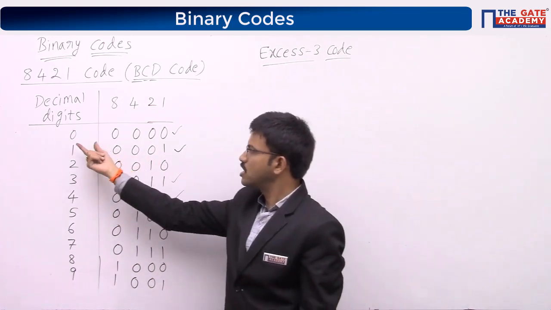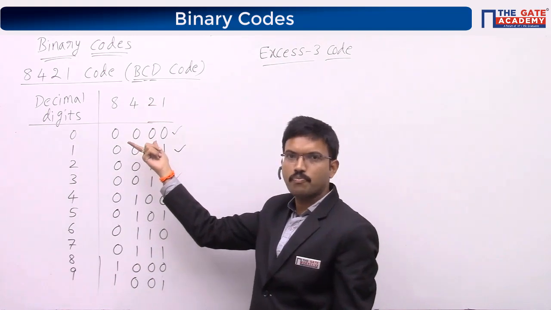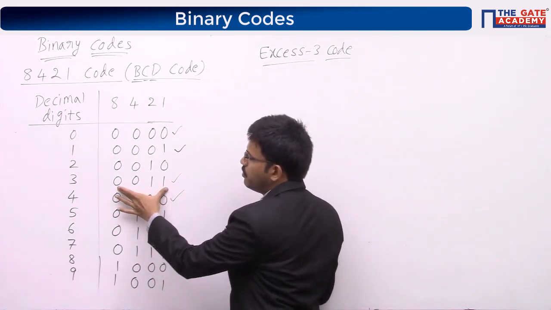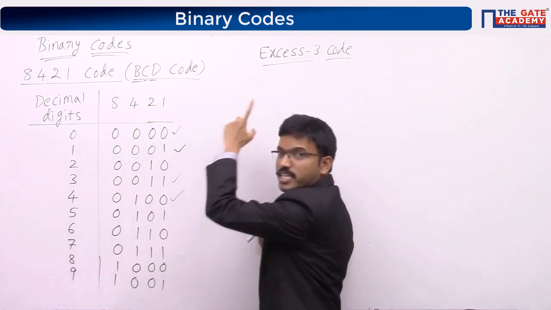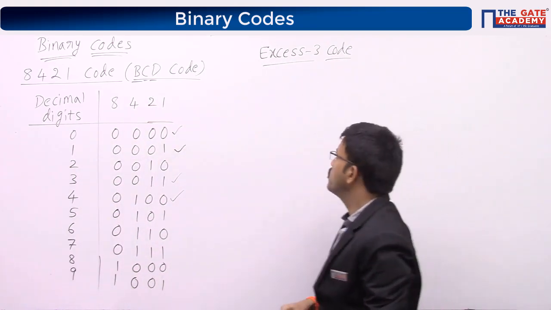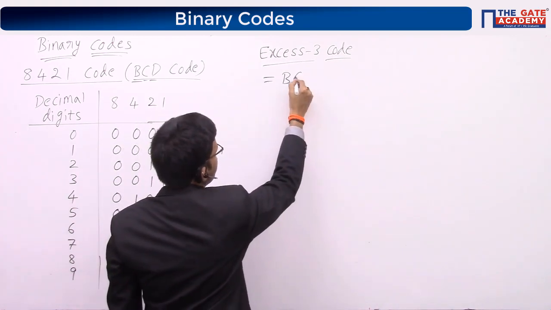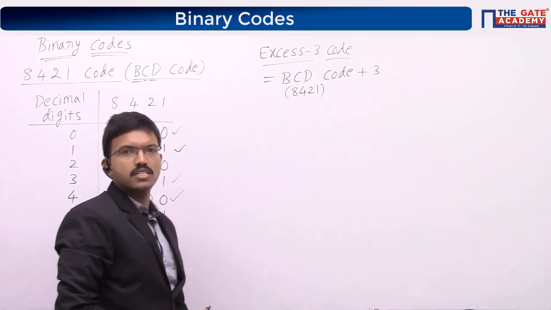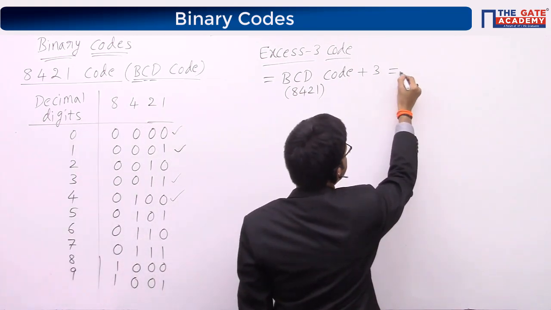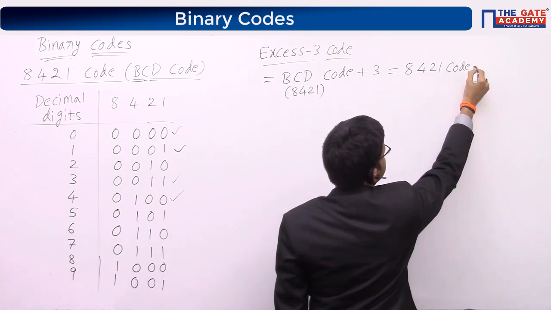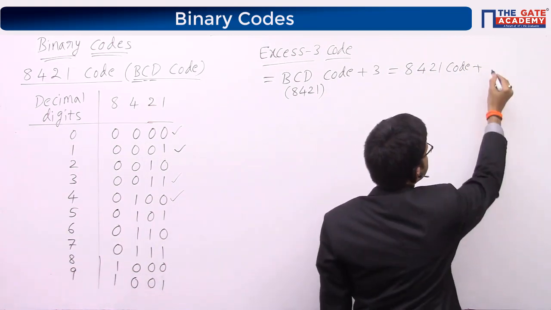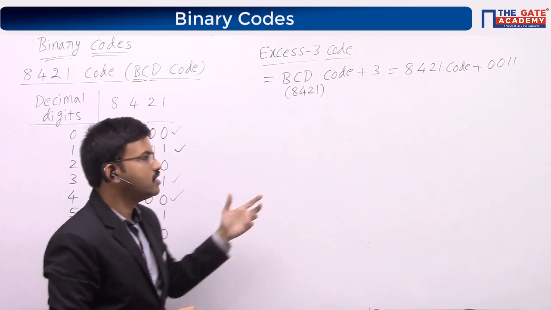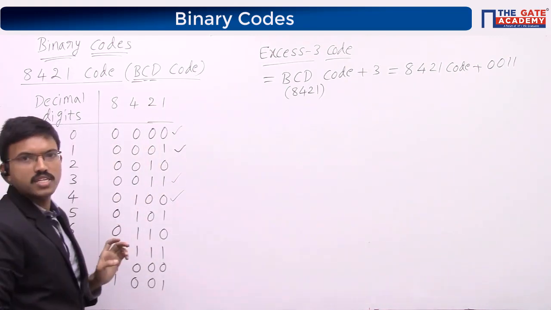That means suppose for 0 we are having 4 zeros. If you add 3 to it, you will get 0011. That means 0011 will be the representation of 0 in XS3. That is the meaning. You can write down XS3 code is nothing but BCD code or 8421 code, anything is okay, plus 3. Or you can write 8421 code plus 0011. Here I am having 4 bits. Just add 0011. You will get the code corresponding to the same decimal digit.